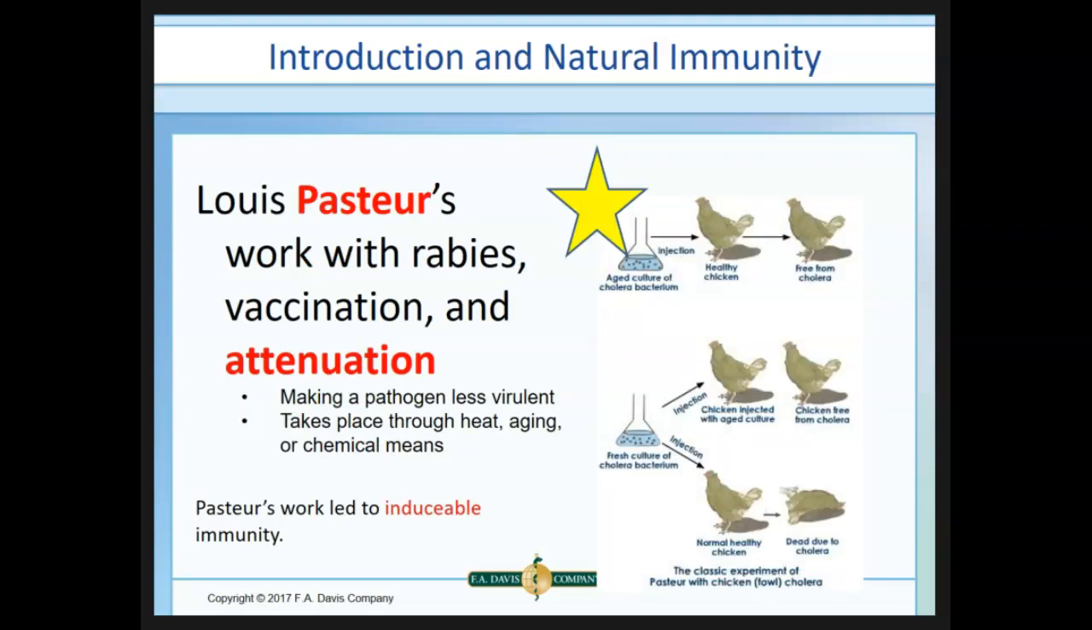Louis Pasteur worked particularly with rabies vaccinations, and he discovered that you could use an attenuated virus. So we need to define attenuation. Attenuation means that you've made a pathogen less virulent. That could take place through heating or aging or through chemical means. You don't need to know the exact experiment, but Louis Pasteur used a cholera bacterium and chickens, and he came up with the idea of inducible immunity. This is what led to vaccination.